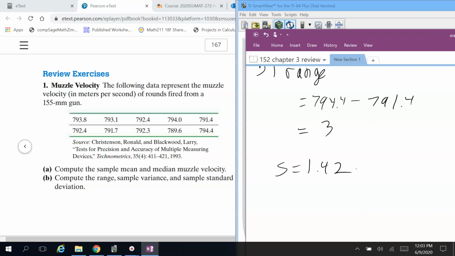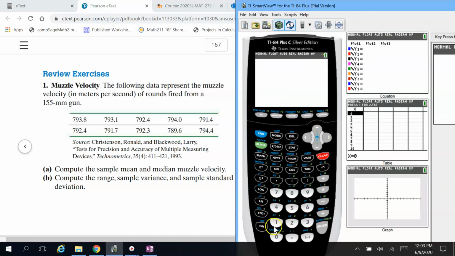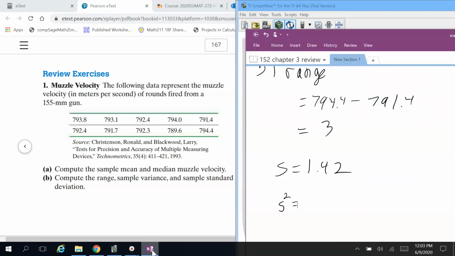The other thing it was asking us to find here is the sample variance. The sample variance is just whatever the standard deviation is squared. So just square that. If I go back into the calculator and do 1.42 squared, 2.02 is going to be my sample variance. I think that's the easiest way to find the variance, is just to use the calculator to find the standard deviation and then square that to get the variance. Okay, cool. But that's it for that one.